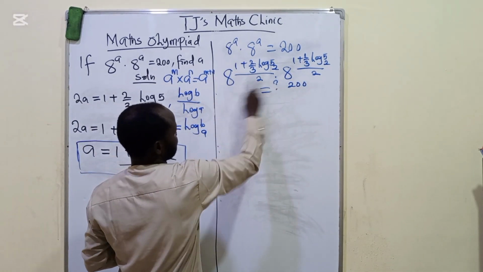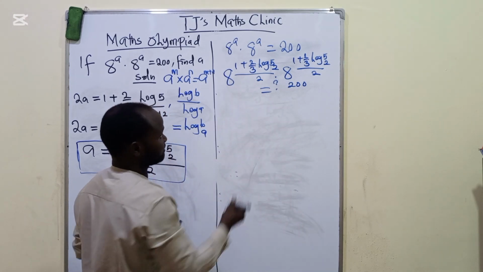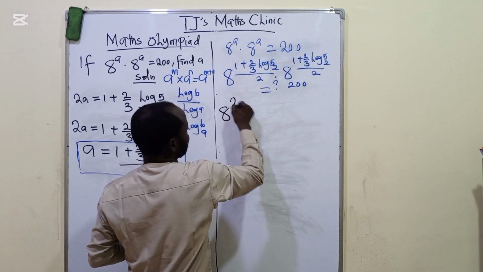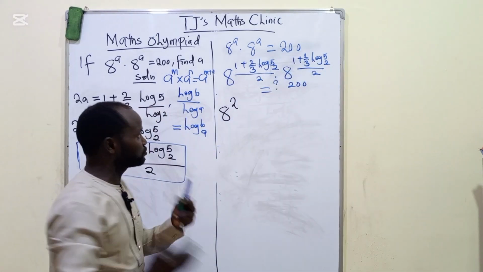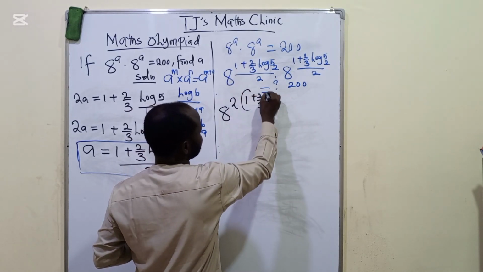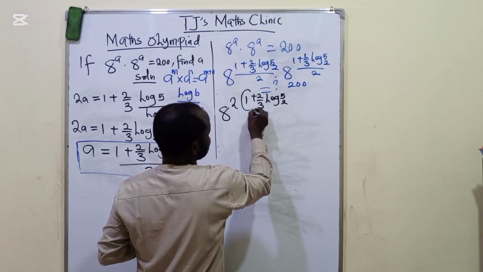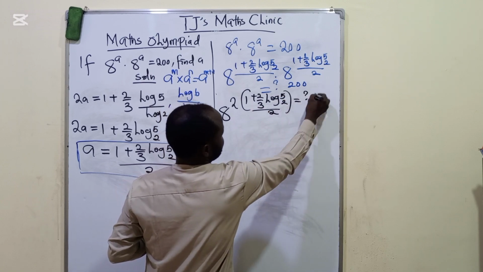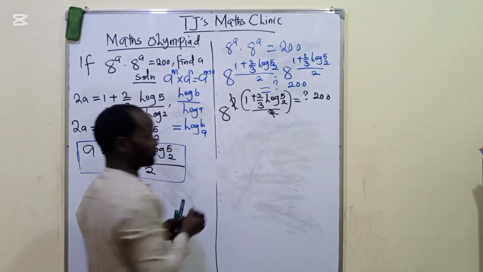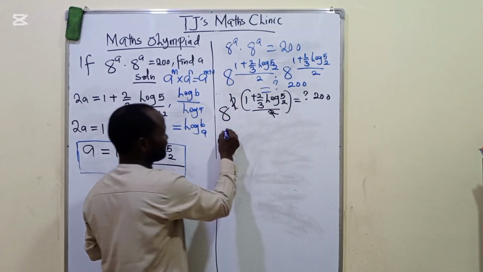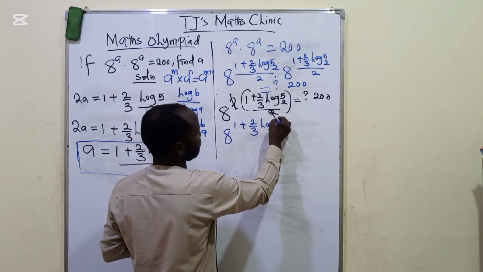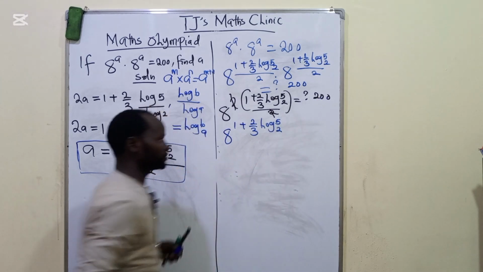Here, 8 is common as the base. We can pick one of the bases and add the powers. This will now be 8, and this is the same, it means we can say 2 of this, like when you have a plus a, it is the same as 2a. So we'll have 8 power 2 times (1 + 2/3 log 5 to base 2)/2. Is it the same thing as 200? Let's see. These two can divide these two. We can reduce this, so that we'll have 8 now power 1 + 2/3 log 5 to base 2. Is it the same thing as 200?